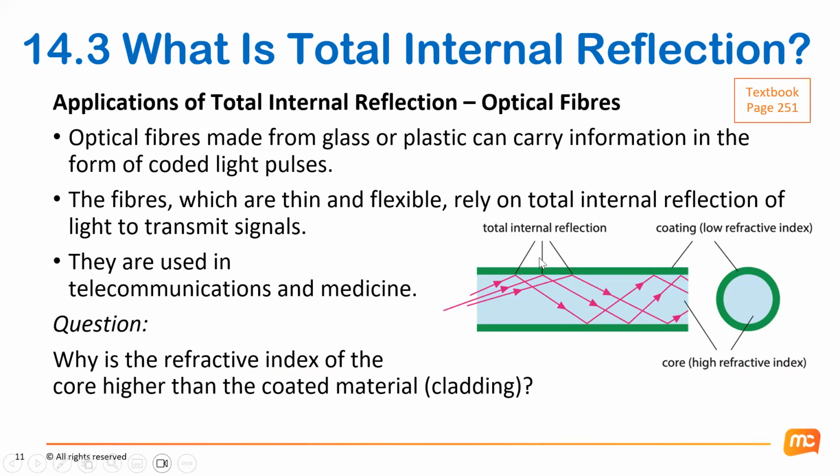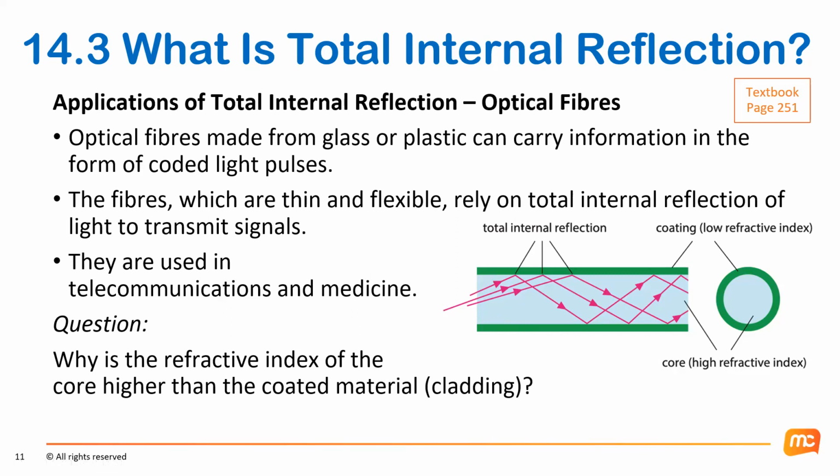Optical fibers are actually made from special materials. You have in the center a material that is optically denser than the green color material, which is optically less dense. So light is always moving from denser, the blue one, to less dense, which is the green medium.